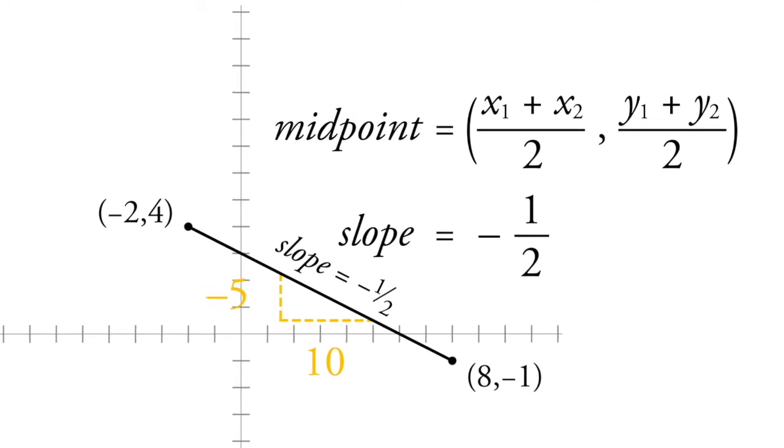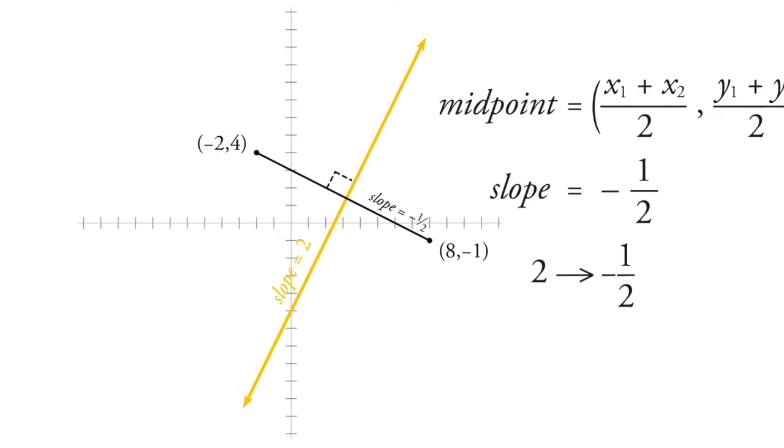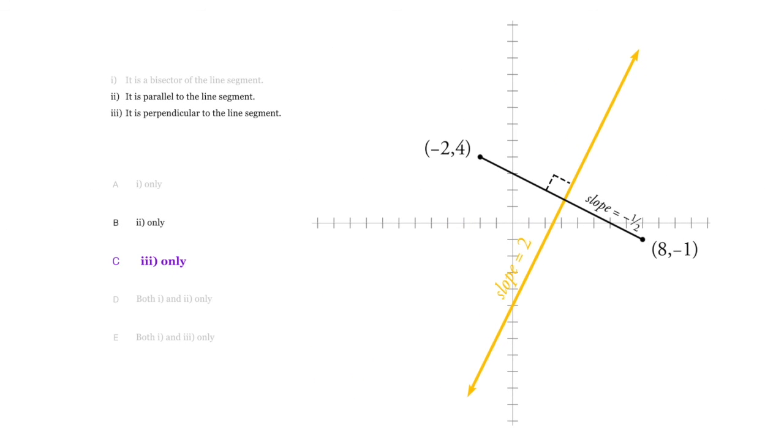So now if we look at our line, that's got a slope of 2. So one's got a slope of 2 and one's got a slope of negative 1/2. That's the negative reciprocal. And so we know it is perpendicular. And that's why the correct answer is this one, that it is perpendicular to the line segment.